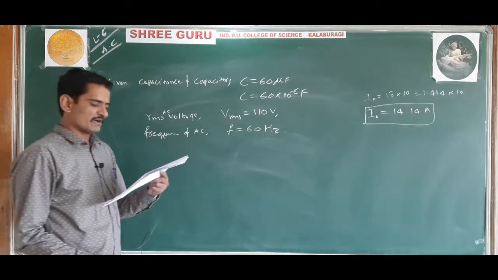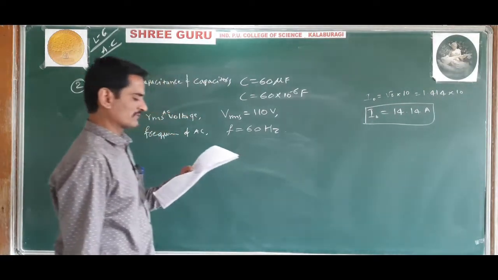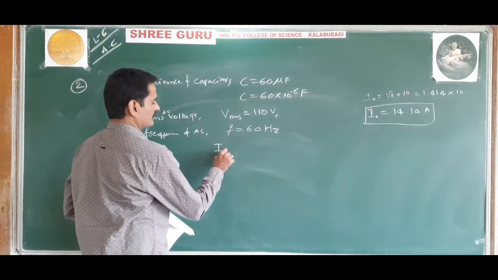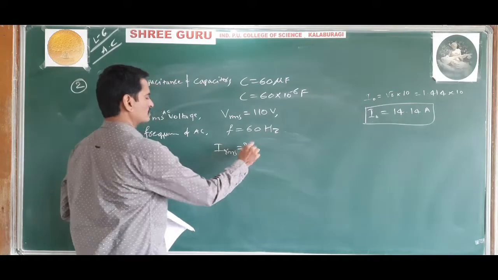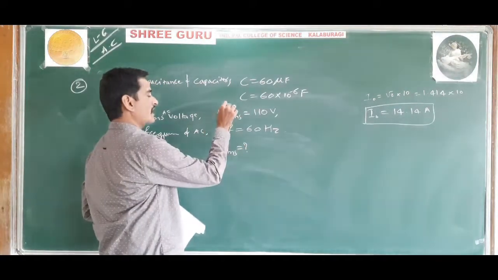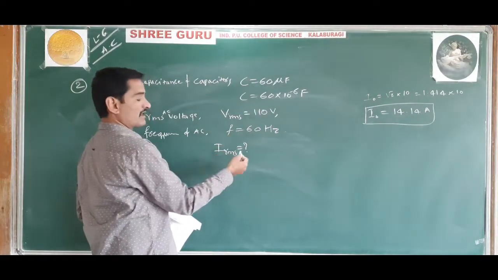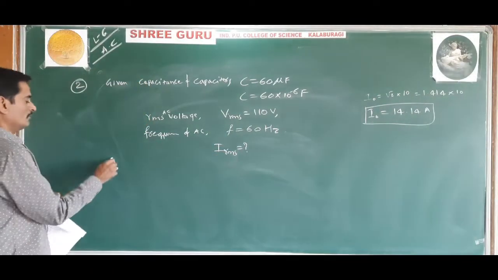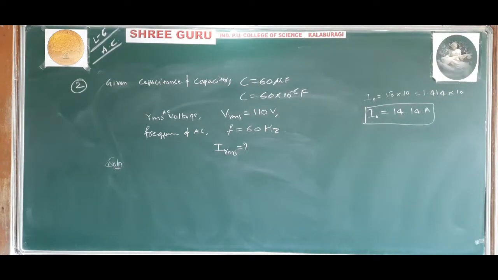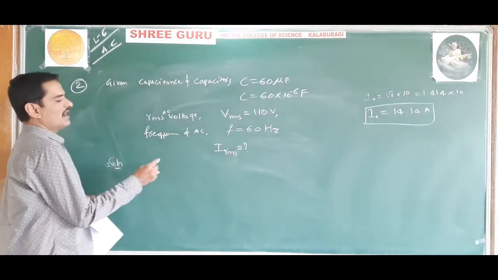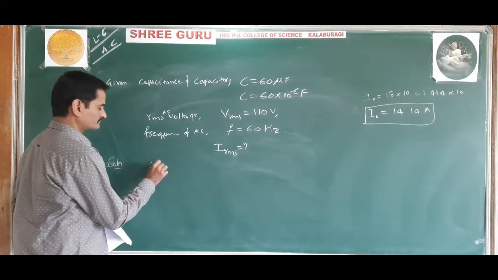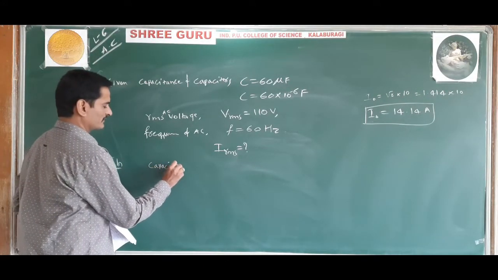So determine the RMS value of the current in the circuit. So RMS value of current in the circuit, IRMS is equal to question mark. They have given VRMS, so we have to calculate IRMS. Understood? First, find capacitive reactance. To find the RMS value of current, we have to find capacitive reactance.